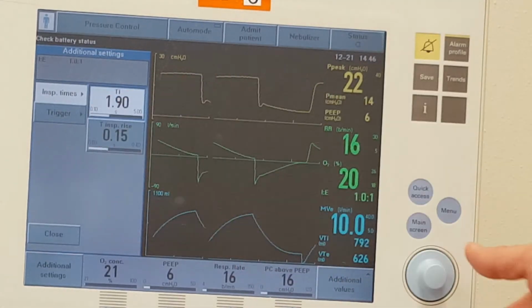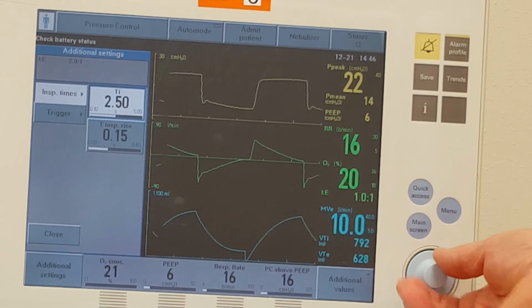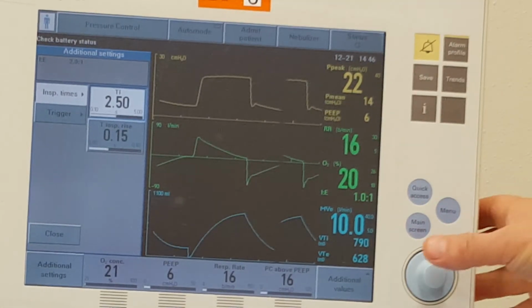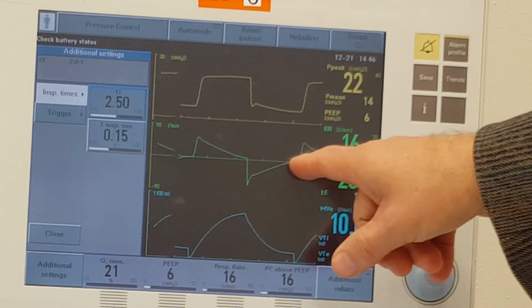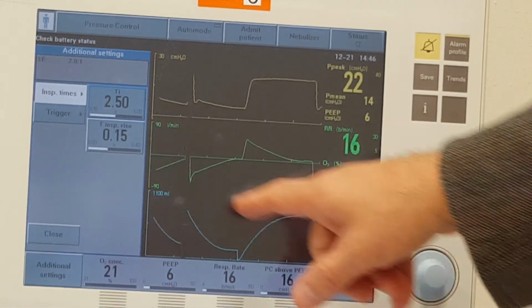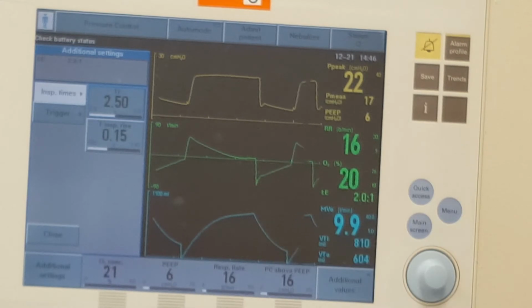So again, notice what happens when we put this up to a 2 to 1 ratio. We now have a longer time for inspiration, but we've shortened expiration by 0.6 of a second, and that 0.6 of a second is enough that we lose that period of no flow at the end of the breath. See, there it is again, but now watch the next breath. See? We're actually trapping a little bit of gas.